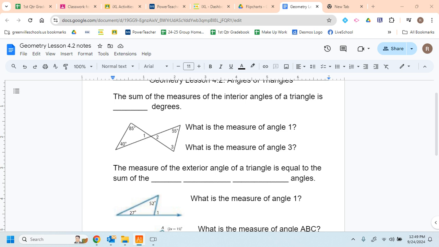Here, what's the measure of angle ABC? Well, this is the exterior angle, 148. It's not this one, it's just the two remote ones. So it's 2x minus 15 plus x minus 5. 2x minus 15 is one, x minus 5 is the other one. Both of those added together add up to 148. So obviously we're going to use Desmos for this.